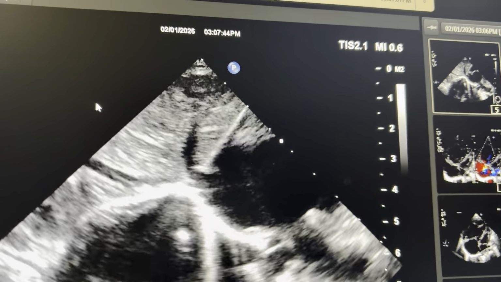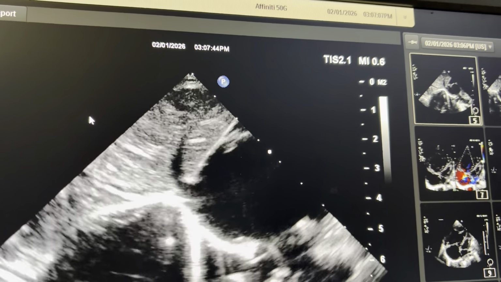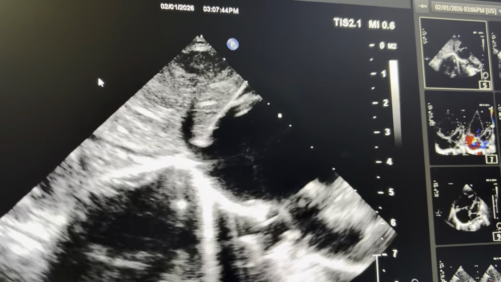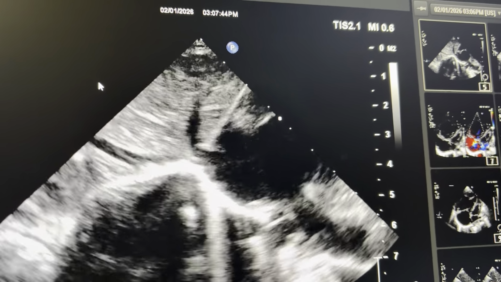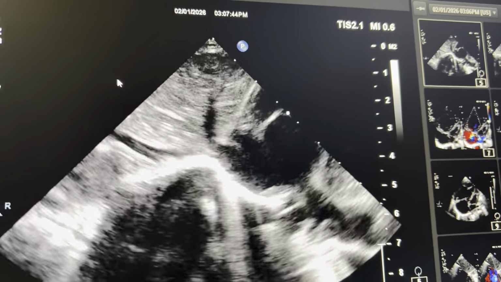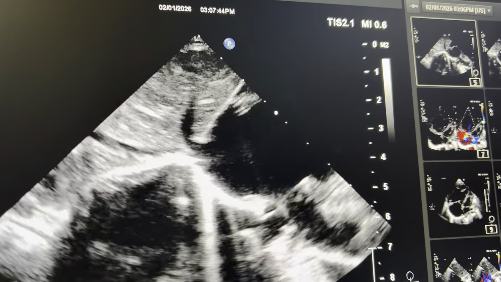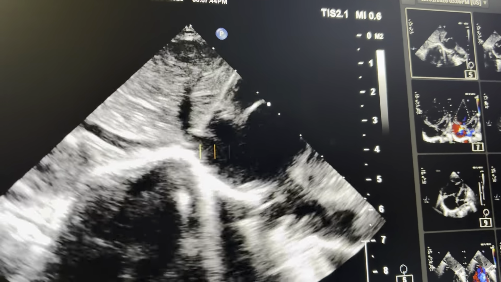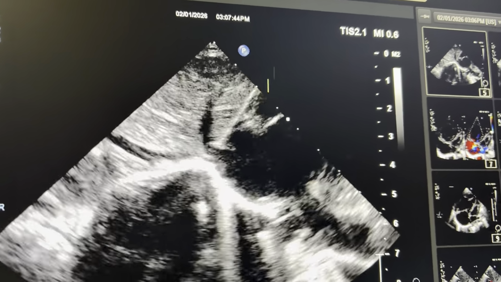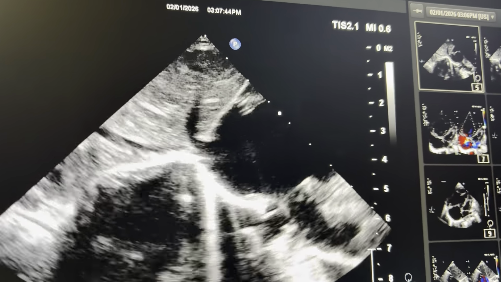This is the case of total anomalous pulmonary venous connection. This is the subcostal bicaval view. You can see the subcostal window is utilized to make this view. Structure wise, this is IVC, this is SVC. This portion is inferior, this portion is superior. This one is anterior, this one is posterior.